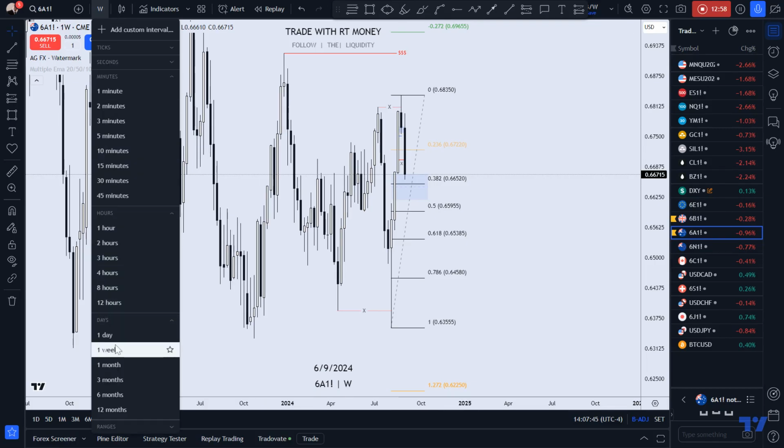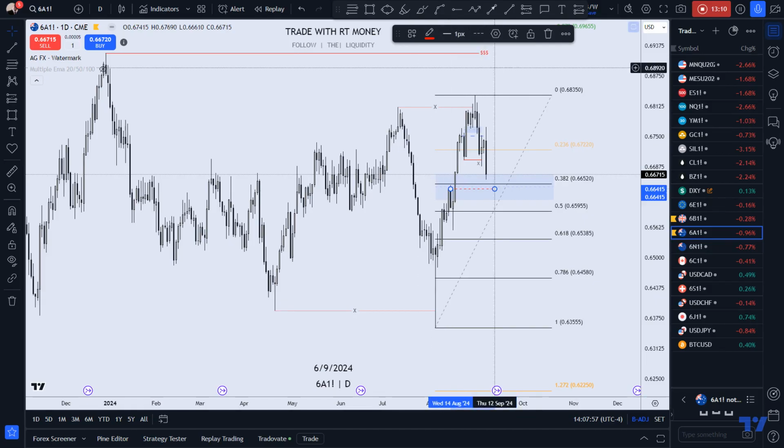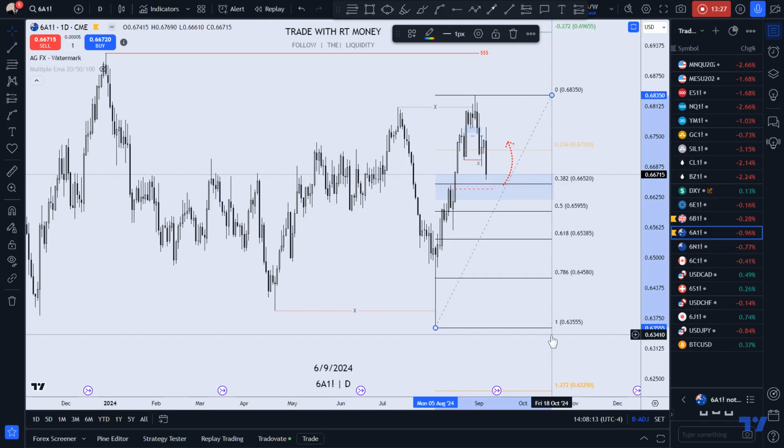So if we go back to the daily, you can see this is the area where the order block kind of intersects. And you already know from watching my videos, I like it when it intersects. It's overlapping the consequent encroachment of this weekly bullish fair value gap. I'm looking for price to turn around right there. That's it. Doesn't mean it's going to happen, but I'm looking for it.